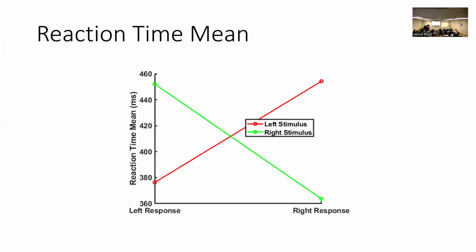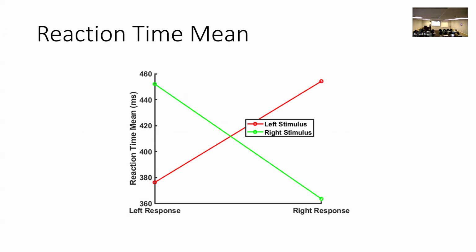Okay. Let's look at the group data from the assignment. So everyone's data averaged together, which when you do that, the results are always cleaner than the individual data. So here's reaction time mean, and we have our typical stimulus response compatibility effect.